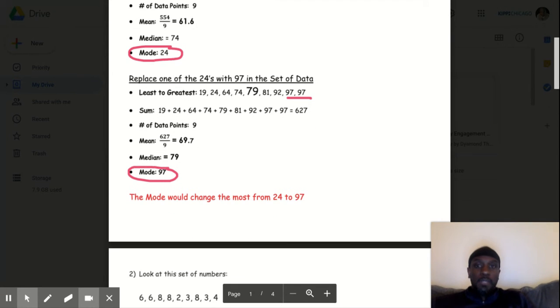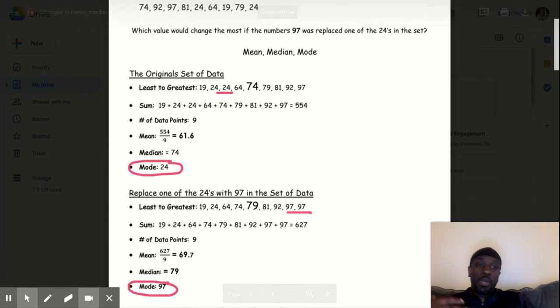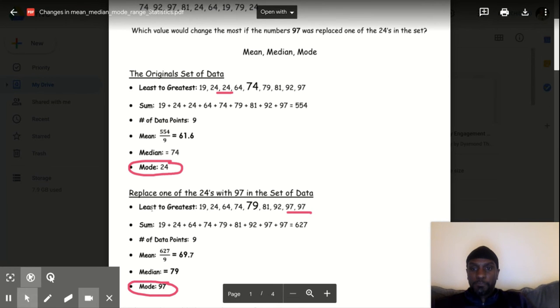Okay? Now, I know this appears hard. It's not. You know how to calculate the median. You know how to calculate the mean. You know how to calculate the mode. Just follow the steps. Don't forget, follow the steps, okay? Now, here we go. Next problem.